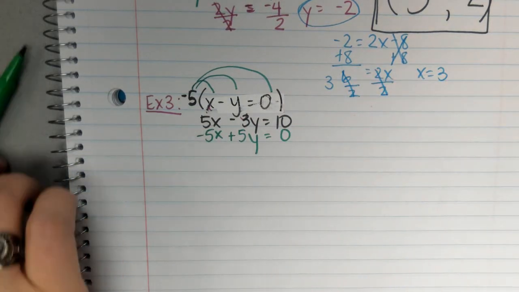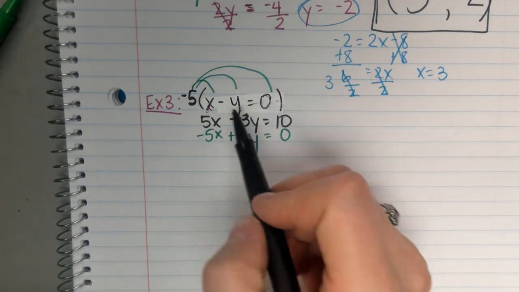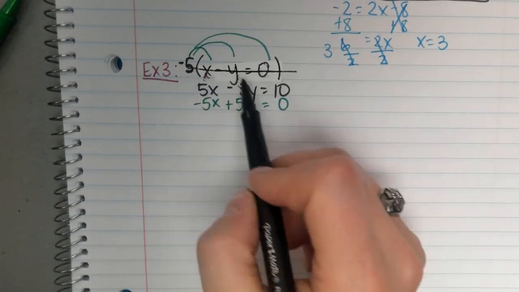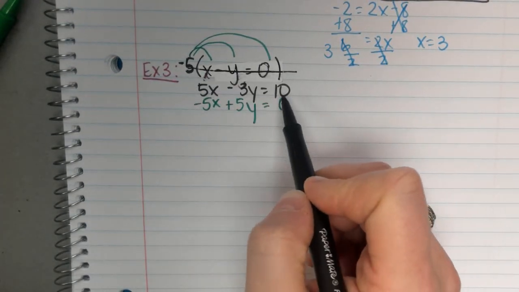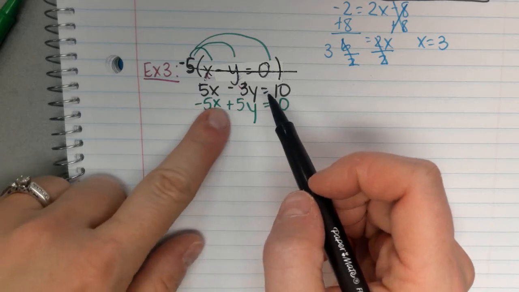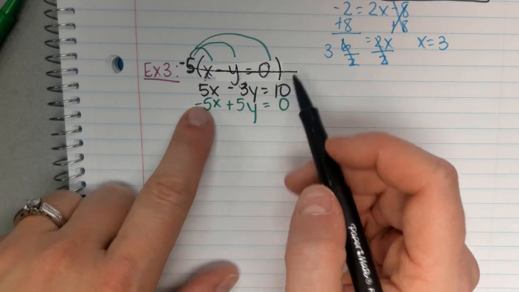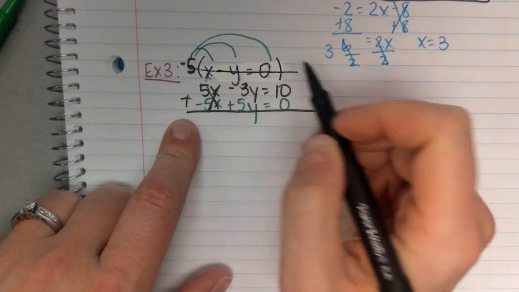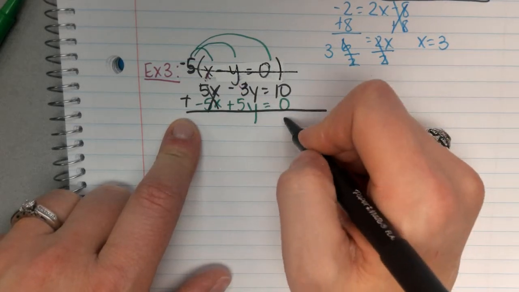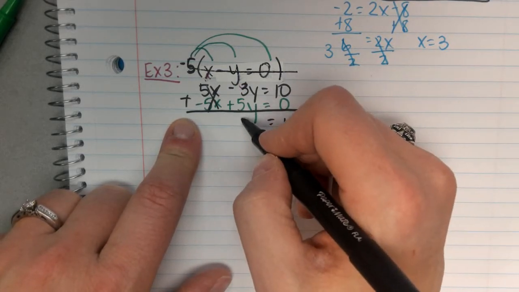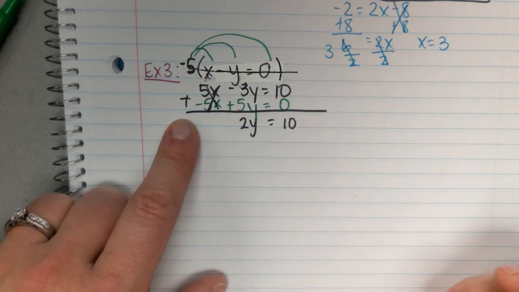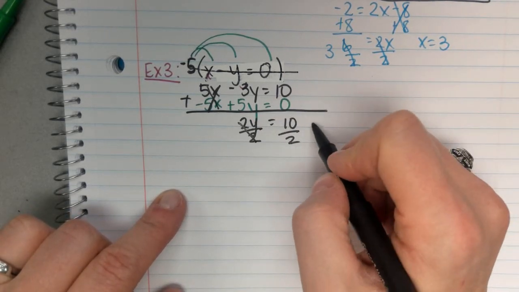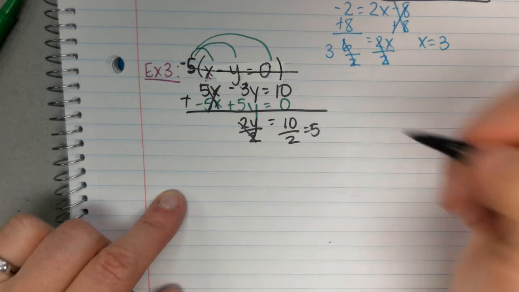Now we're going to scratch that one out on the top, because now we have made it to where the x's will eliminate. These will cancel when you add them together. Those cancel out, and now you're left with 10 and then 2y. So divide by 2 and you get 5. So your y is 5.